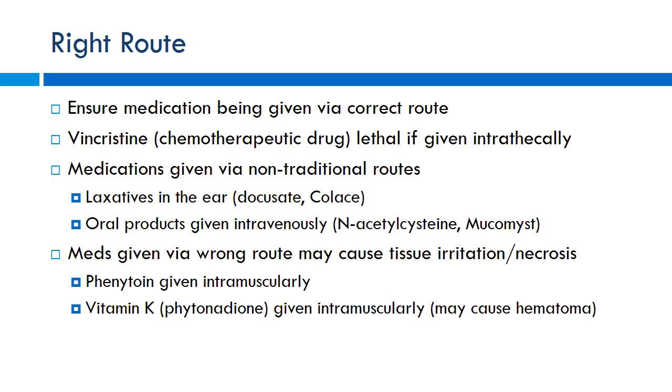Phenytoin, I mentioned, is a seizure medication. If you give it intramuscularly, it causes significant tissue damage and necrosis, so it has to be given via IV. Vitamin K, or phytonadione, if you give it intramuscularly, it can cause a hematoma. You'll learn these things as you get used to and comfortable with these medications, but just realize the route is really, really important.